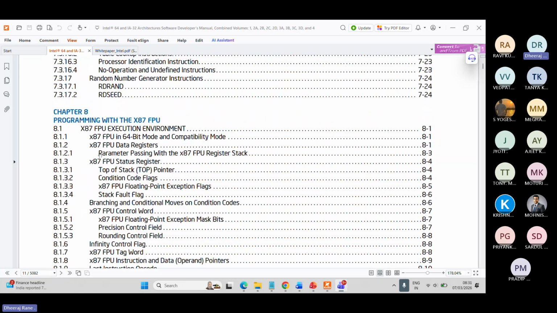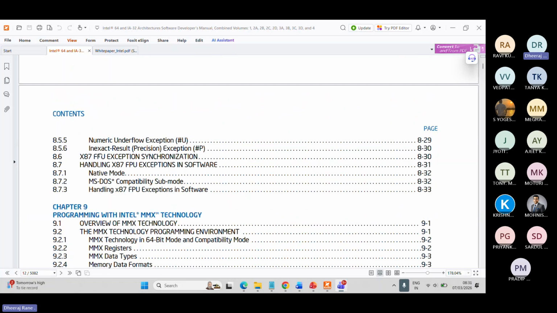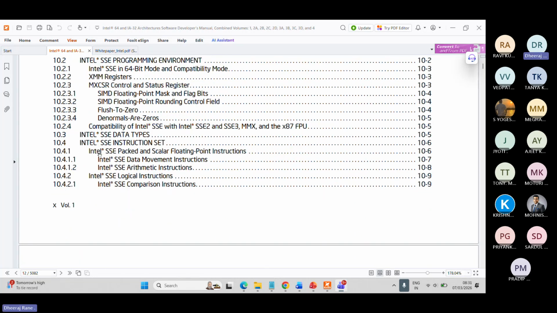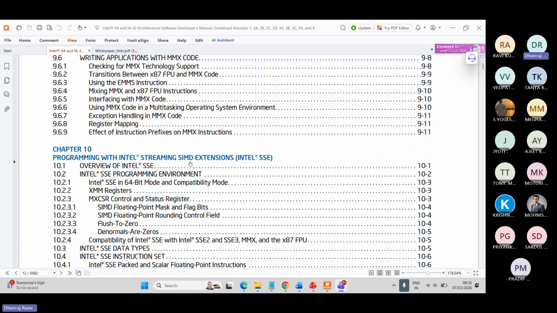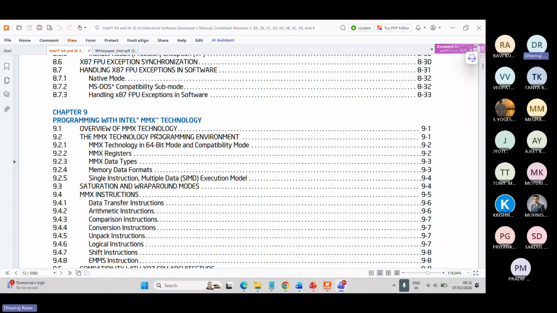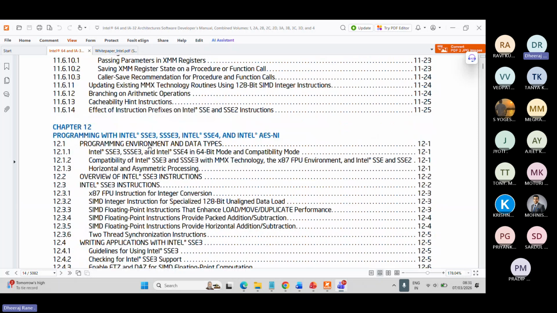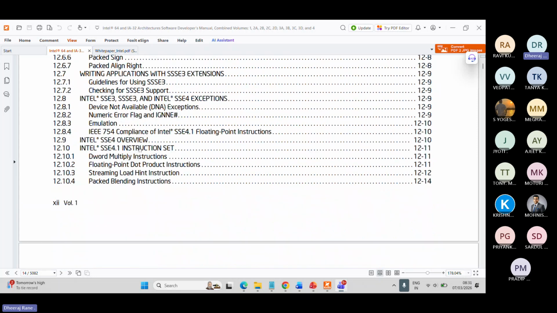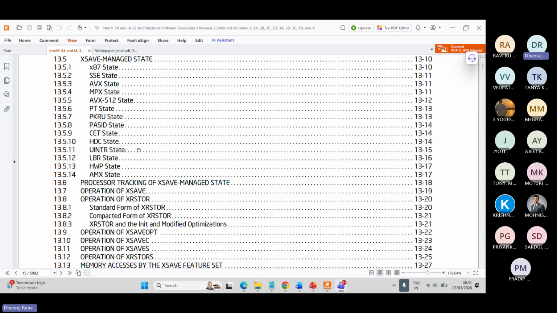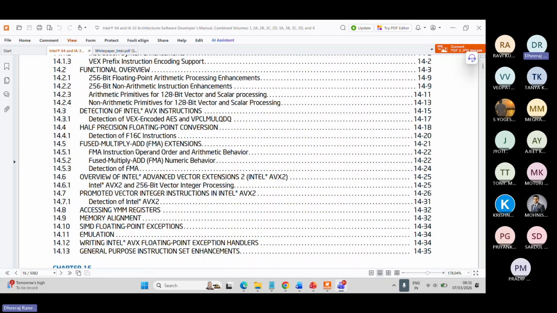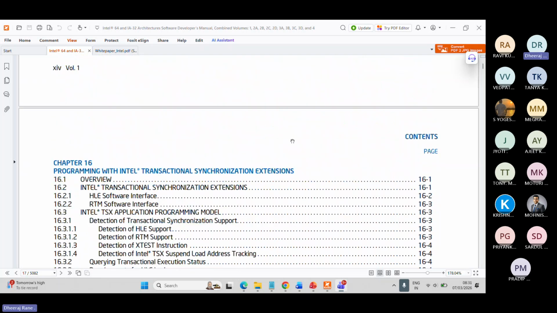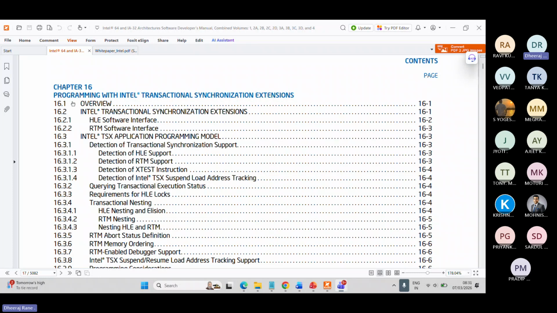It's very exhaustive. You can even say that if we have to do the programming, support is there. Various technologies, say Intel Streaming SIMD or programming with Intel's MMX technology. I think it is a Bible kind of thing as far as the processor is concerned, right? It's ample, it's huge. You can see the transactional synchronization extensions. All these programming can be done.